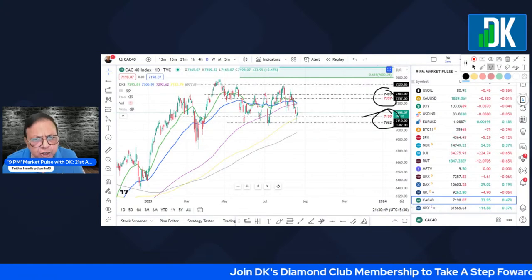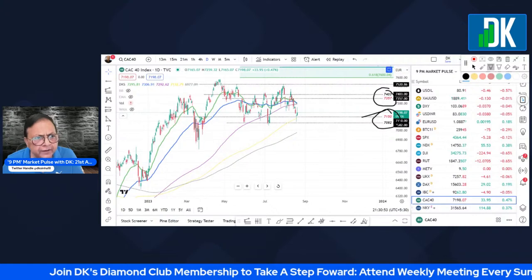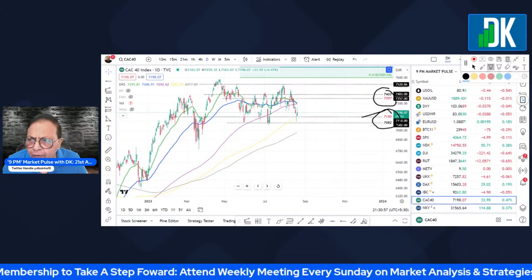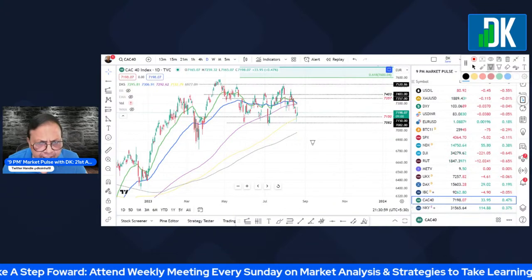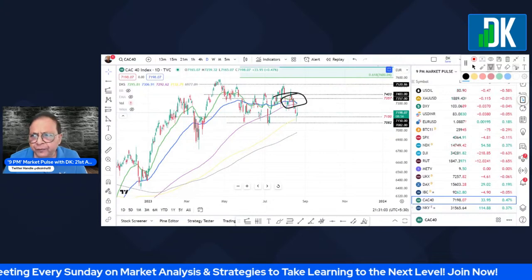Overall trend is bullish. Long-term trend and intermediate trend are bullish, even in the French market, that is CAC 40. However, the short-term trend has changed to bearish because EMA 21 has crossed under EMA 55.